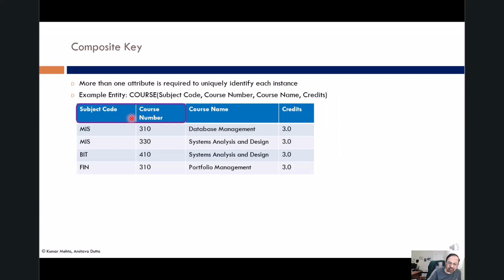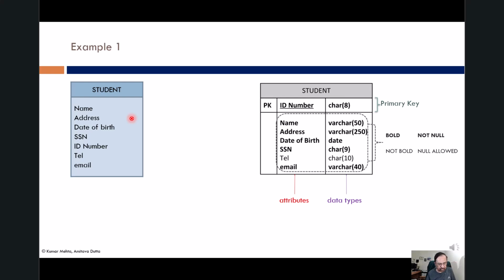Okay, so here's the first example. In the ER diagram at the logical level, so from the narrative to the logical ER diagram, let's say we have an entity called student. Here you see the name of the entity and the various attributes of the student that are stored in the database: name, address, date of birth, SSN, ID number, telephone, and email. These are all the attributes of the student.